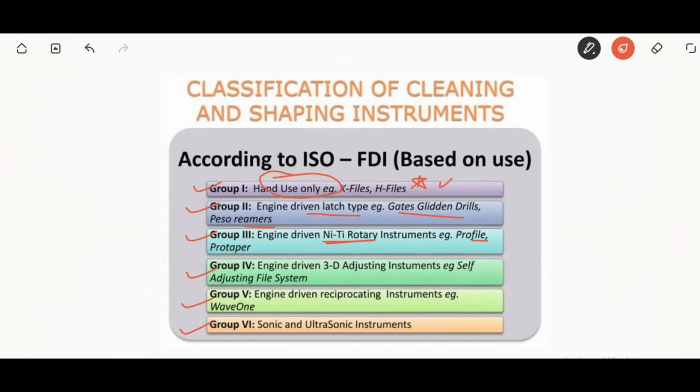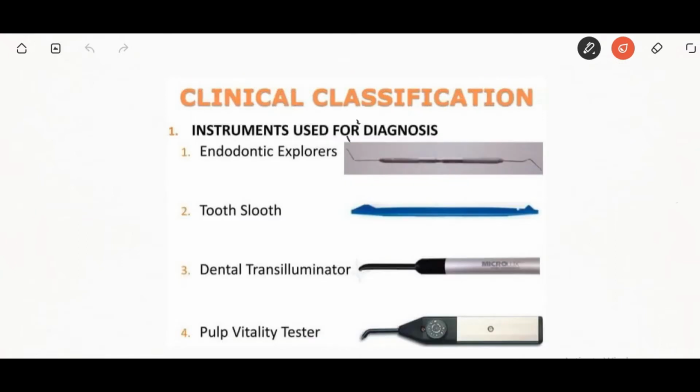Now we can classify the instruments according to the diagnosis. They can be classified into various categories. The first is the endodontic explorer. The other is the Tooth Slooth. Now what is this instrument? It is an instrument that is used as a fracture detector. It helps to locate the cracked teeth that normally cannot be detected.